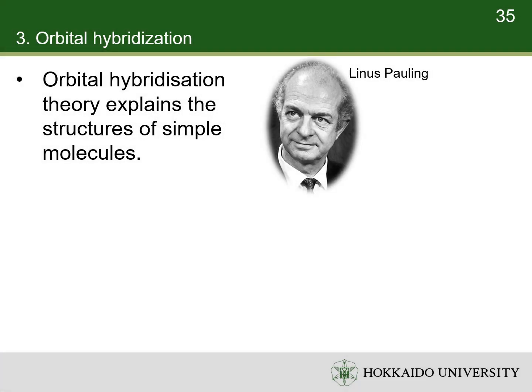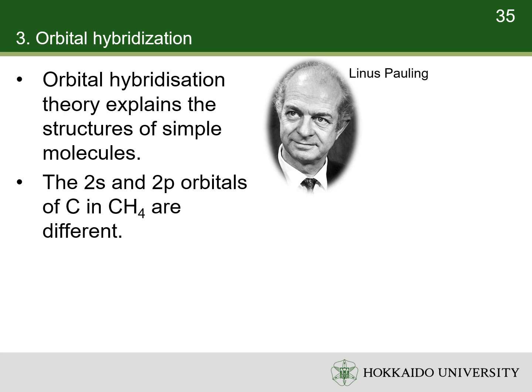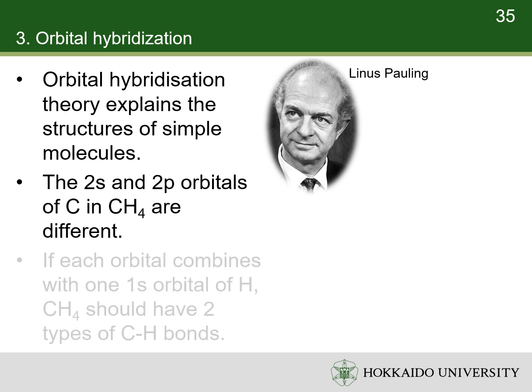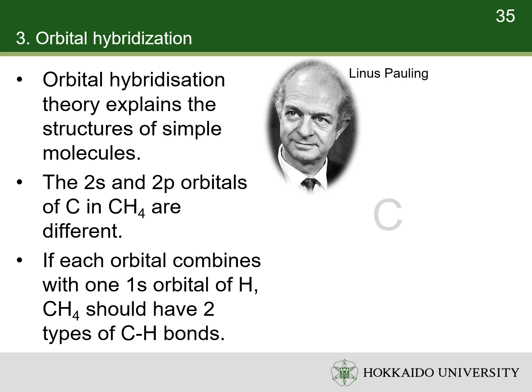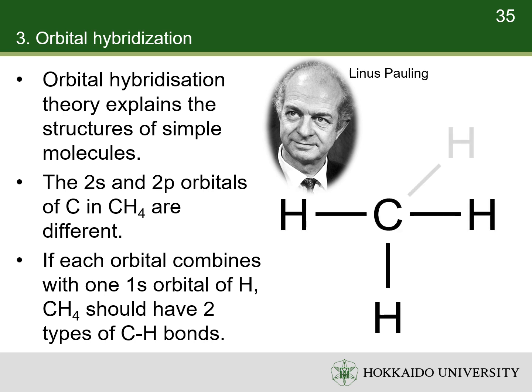In 1931, Linus Pauling developed the orbital hybridization theory to explain the structures of simple molecules. For instance, in methane, a carbon atom forms 4 bonds by using its 2s and 3 2p orbitals. It might be inferred that the carbon atom would form 3 identical bonds at right angles using the p orbitals and a 4th different bond using the s orbital in some arbitrary direction.